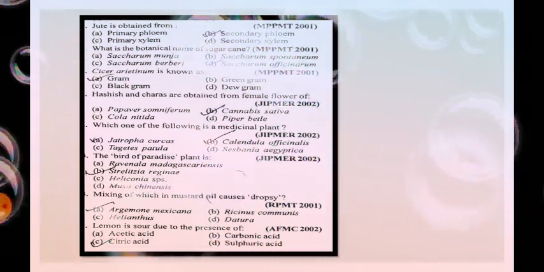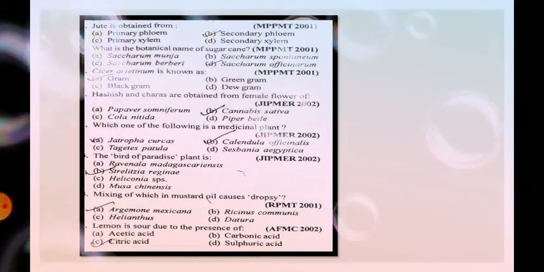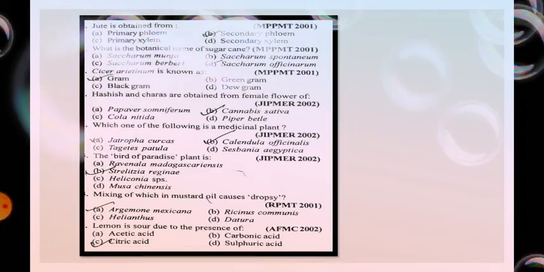Then lemon is sour due to the presence of citric acid. So in case of lemons or citrus fruits, we find citric acid, and that's why they taste sour.